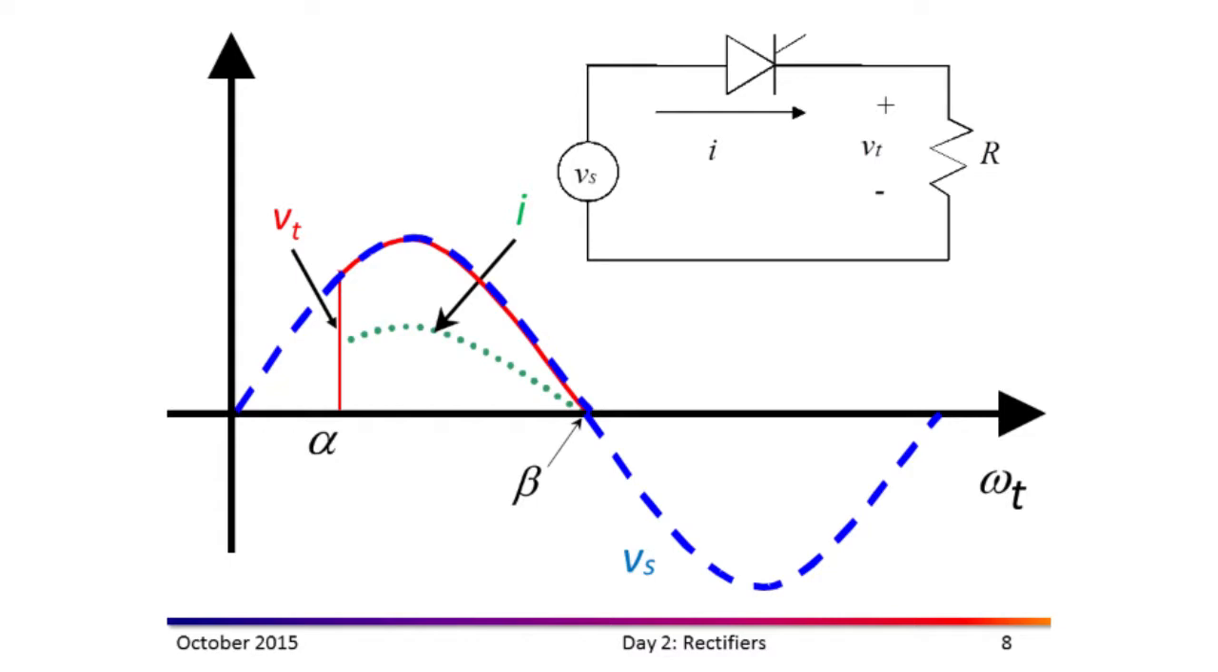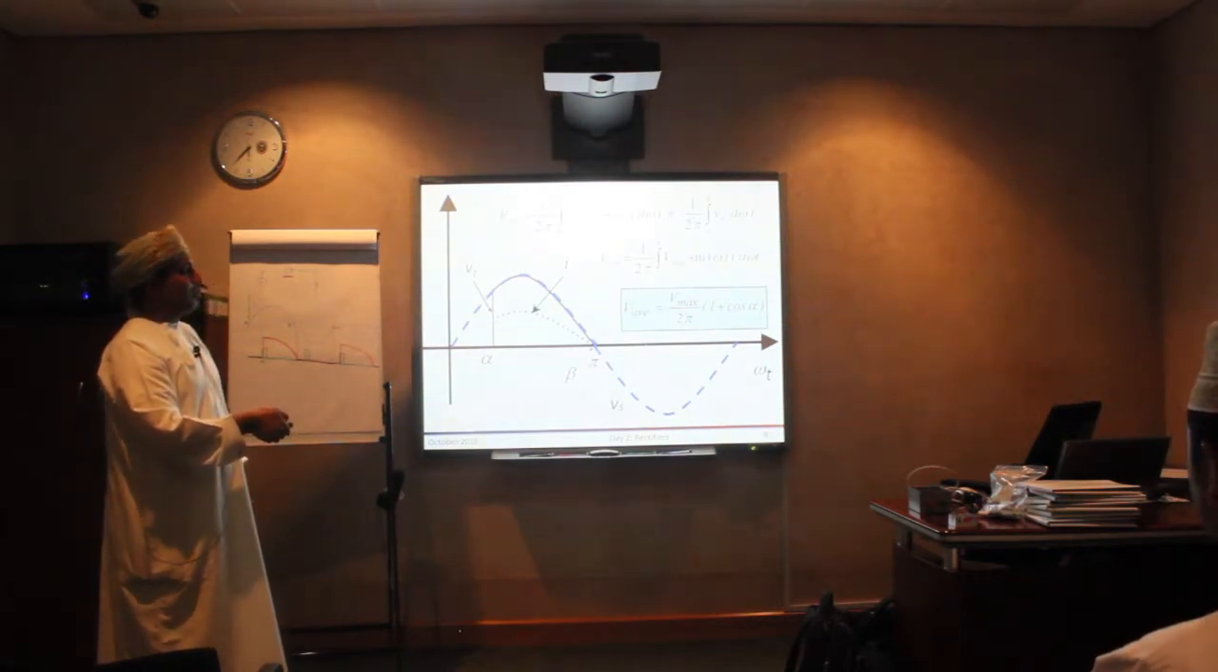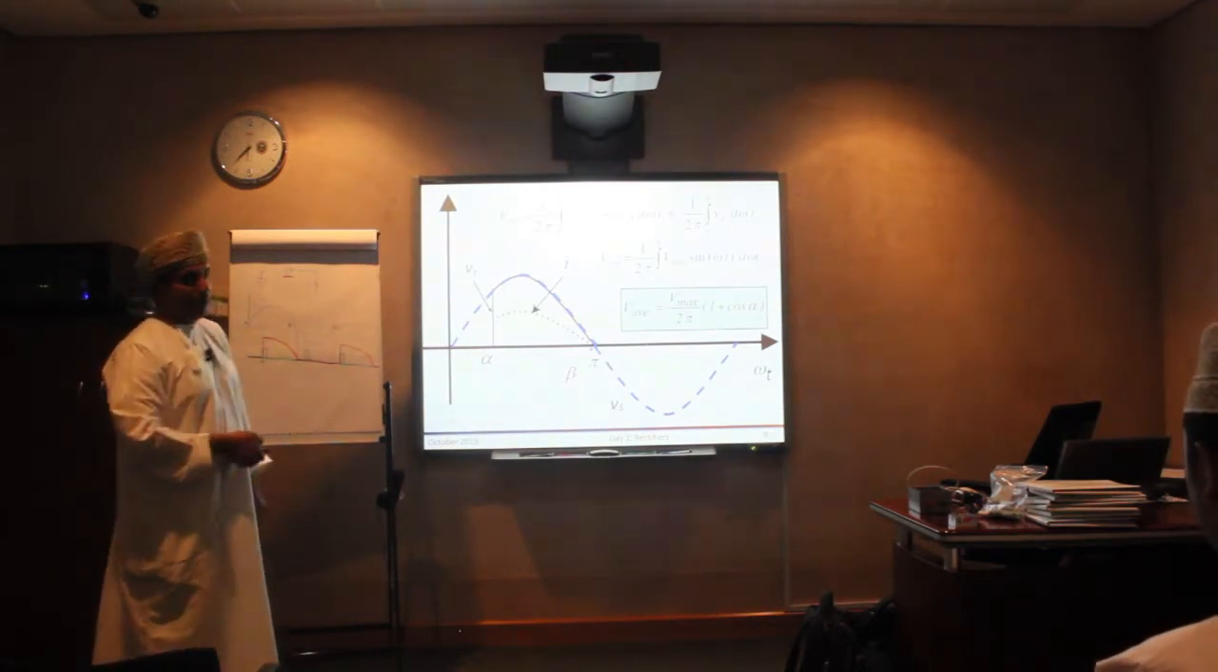So equal Vs, and Vs in this case is V maximum sine omega t, right? If you substitute this and then integrate, you can reach this equation. So V average, which is the DC output from this half wave rectifier, equals V max over 2 pi multiplied by (1 plus cosine alpha).